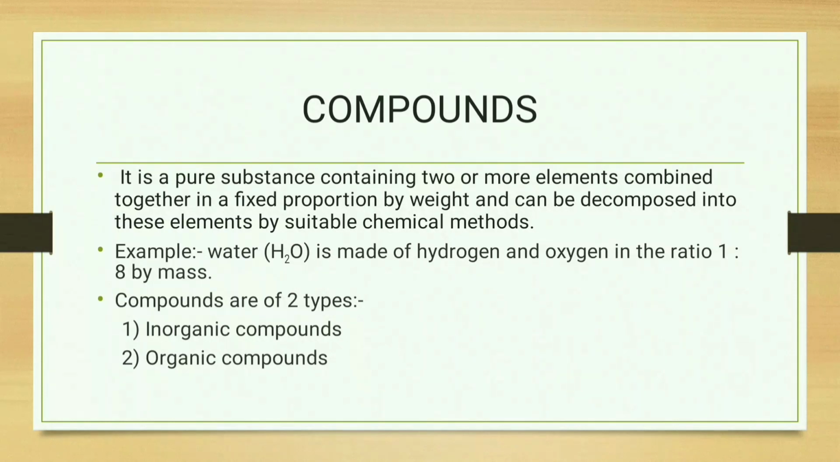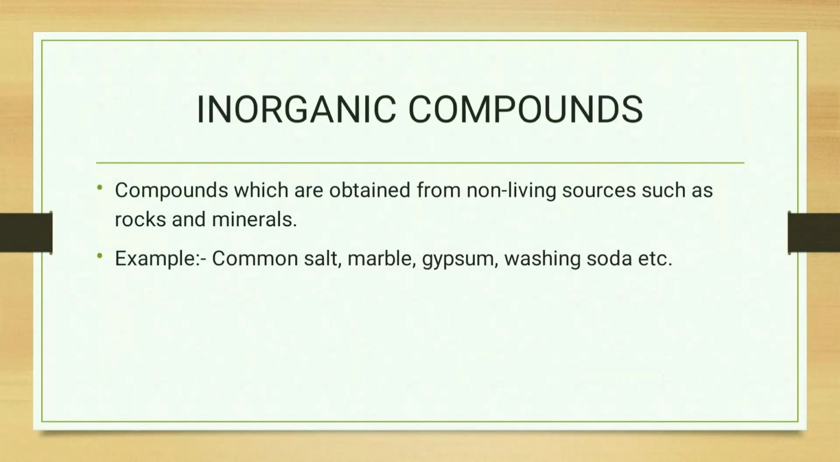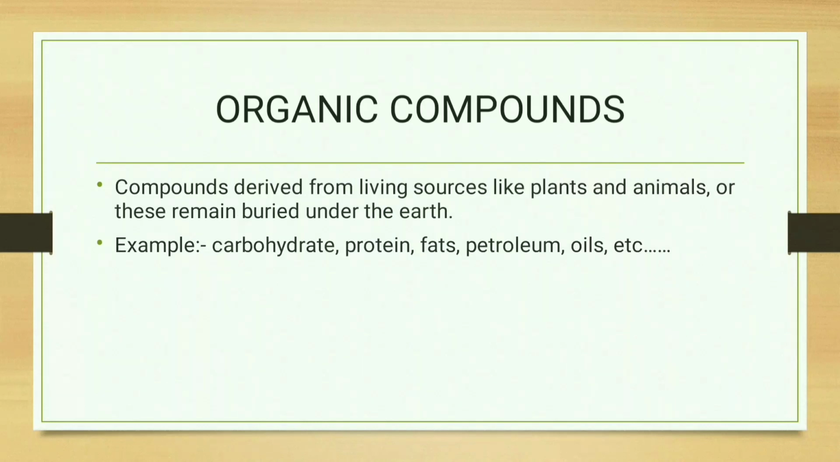Compounds can be of two types, inorganic and organic. Inorganic compounds are obtained from non-living sources such as rocks and minerals. Examples: common salt, marble, gypsum, washing soda, etc. Organic compounds are derived from living sources like plants and animals, or those that remain buried under the earth. For example, carbohydrates, proteins, fats, petroleum, oils, etc.